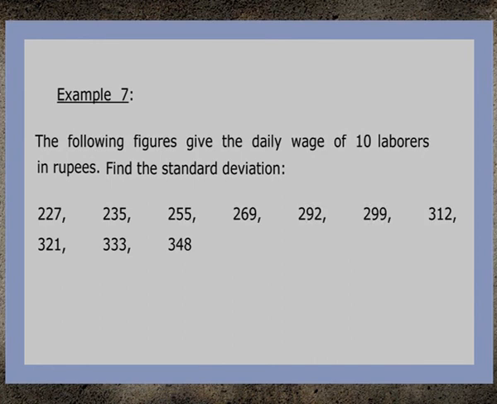The following figures give the daily wage of 10 laborers in rupees. Find the standard deviation. So we have these numbers: 227, 235, 255, 269, 292, 299, 312, 321, 333 and 348.